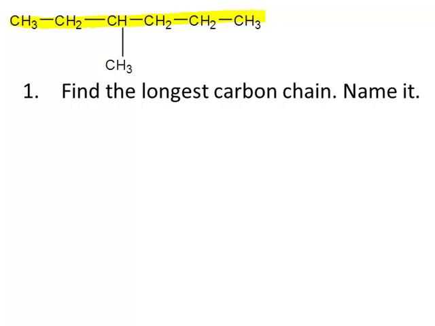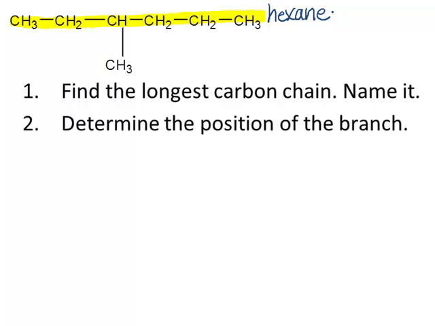Now we're going to name this chain. How many carbons are in the chain I've just highlighted? There's a total of 6 carbons. So this part of the name will be hexane. Hex for 6 and ane because we're dealing with an alkane. Now we're ready to talk about the branch. Notice that the highlighting only covers 6 of the 7 carbons in this molecule. I haven't talked yet about this branch.